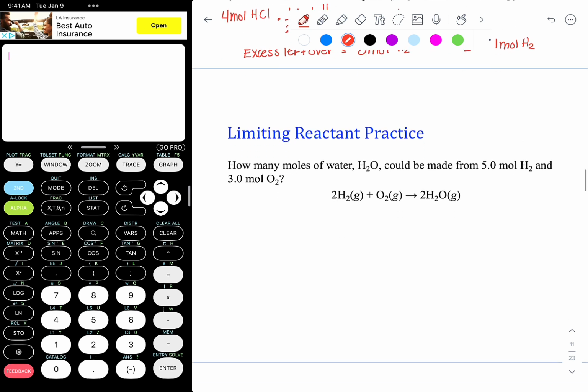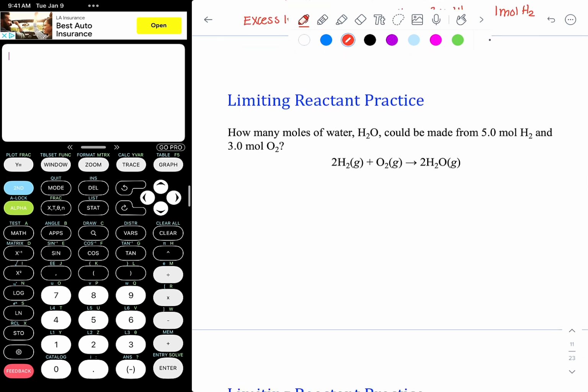So let's keep practicing this. How many moles of water could be made from 5 moles of H2 and 3 moles of O2? So I have the balanced reaction here, and we're saying if I'm mixing together 5 moles of hydrogen gas and 3 moles of oxygen gas, what is the maximum amount of water that we can create given that one of these reactants is going to limit us?